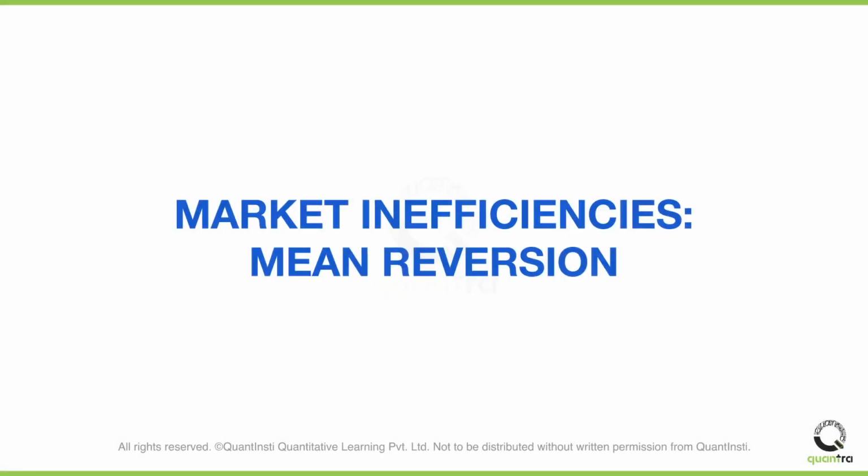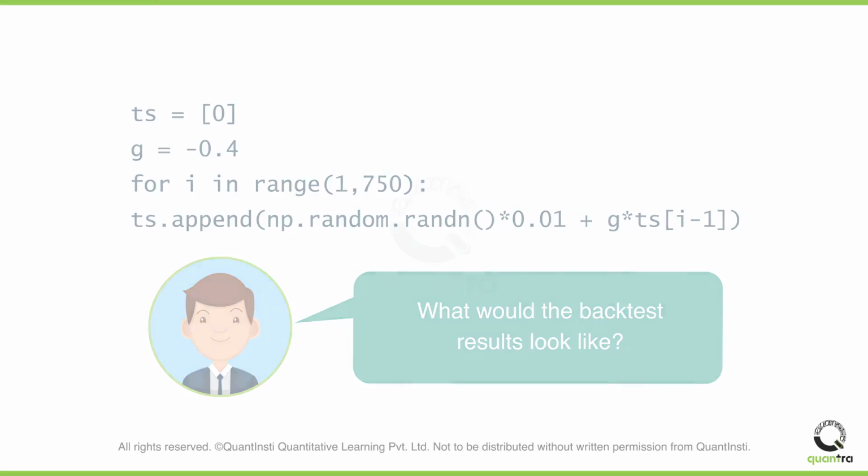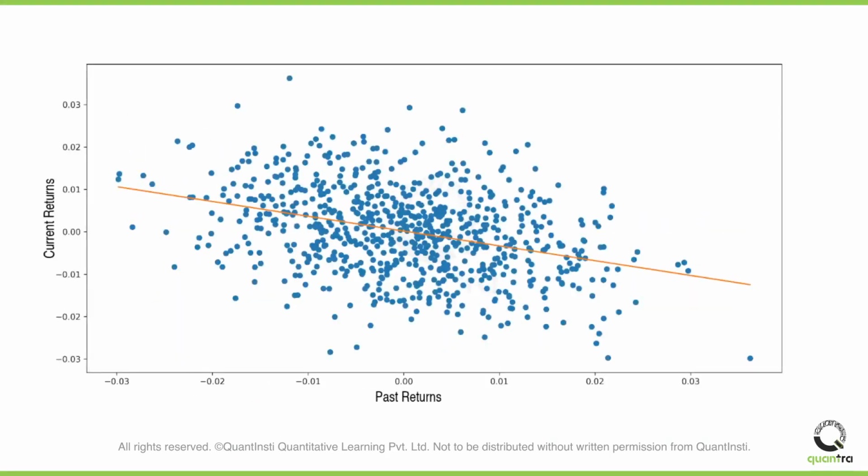In this video, we will try to learn more about the mean reversion factor. You may have wondered what happens when we set the constant g, that determines the level of autocorrelation, to negative values. Before you do it, think about what might happen to your backtest results, and then confirm whether it did what you expected. Running with negative g, we can clearly see the negative correlation now.